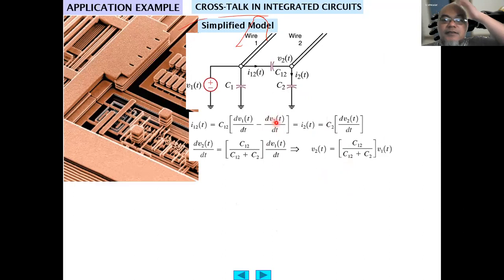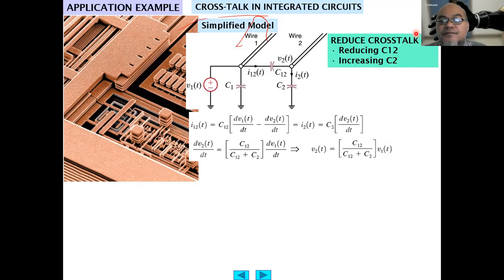So the terms dV2/dt we will move to this side. Then you put the C12 plus C2 in the denominator, and we find dV2/dt equals C12 over C12 plus C2 times dV1/dt, or V2 equals C12 over C12 plus C2 times V1(t).